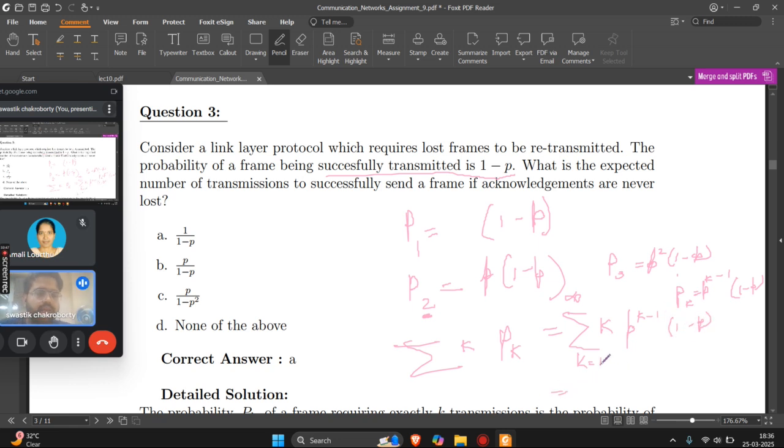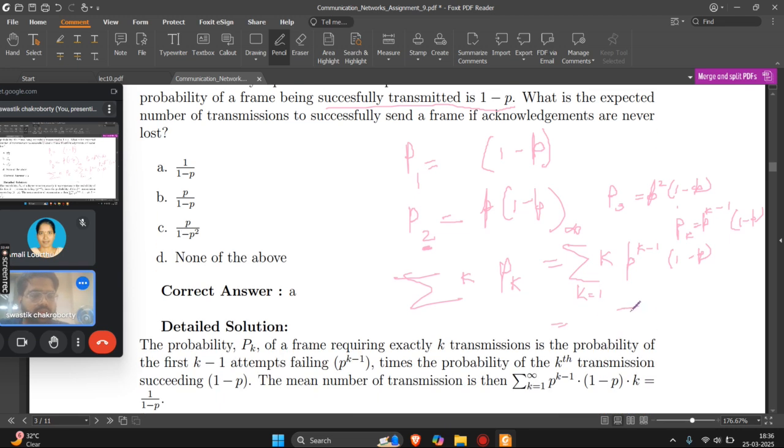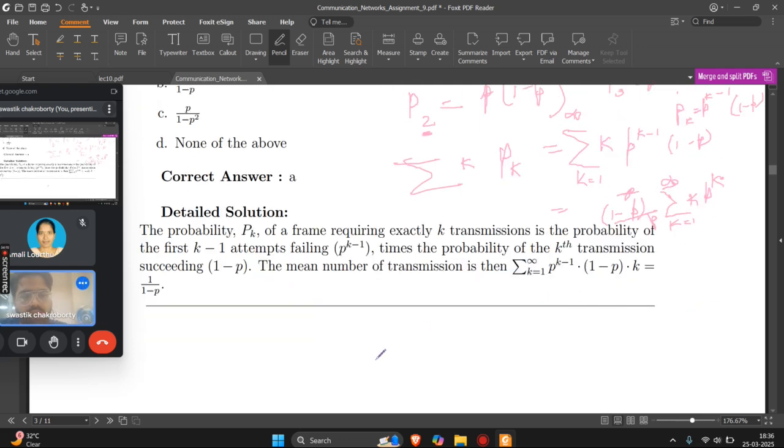So this is an arithmetico-geometric progression. So you take 1 minus p outside of the summation. K p to the power k minus 1. And let's take another p outside. So 1 minus p by p, times summation of k p to the power k. So p plus 2p square plus 3p cube, like this.